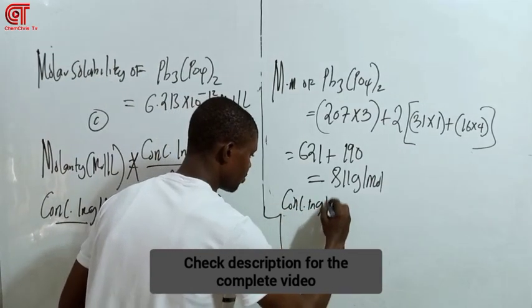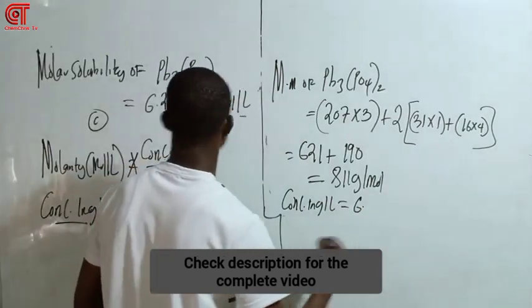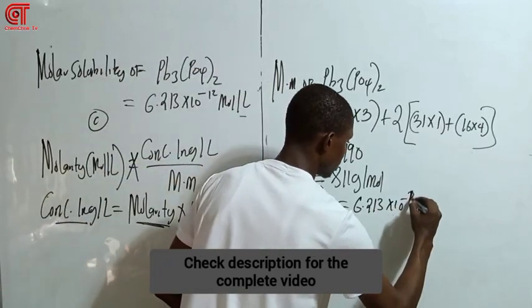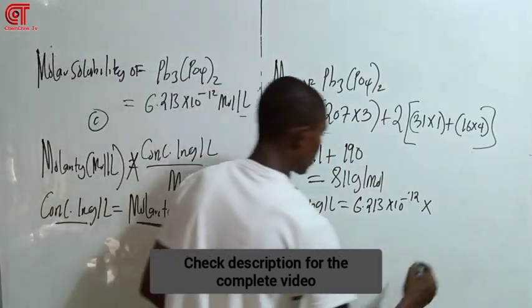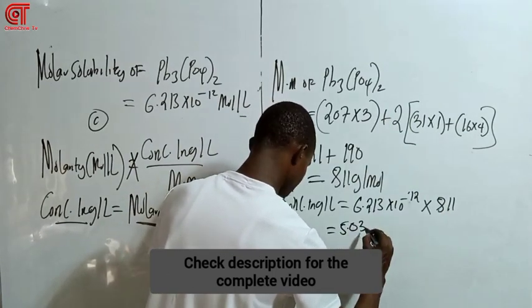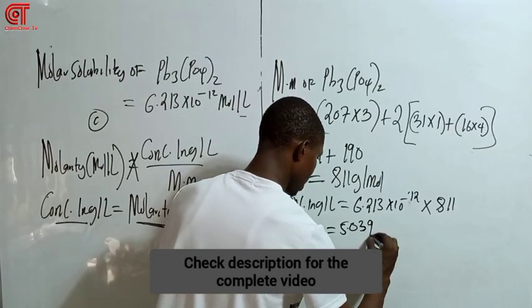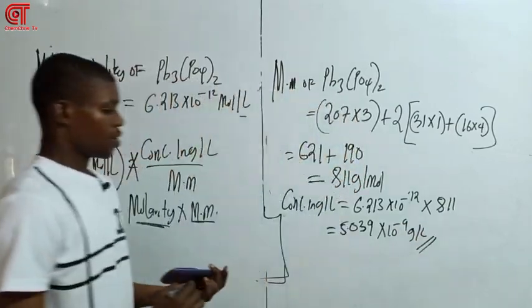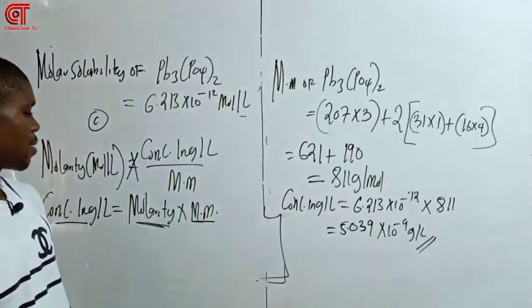So concentration in gram per liter. The molar solubility here we have 6.213 times 10 to the minus 12 times 811, which gives 5.03339 exponential minus 9 gram per liter. So this is the calculation. You can see how lengthy it is. You just have to take it step by step.